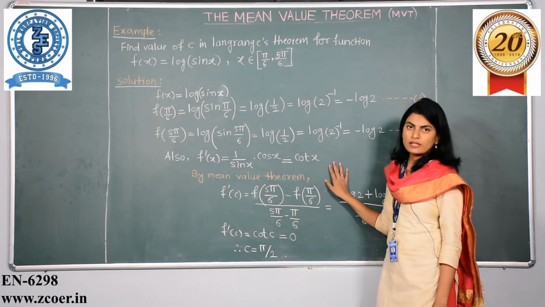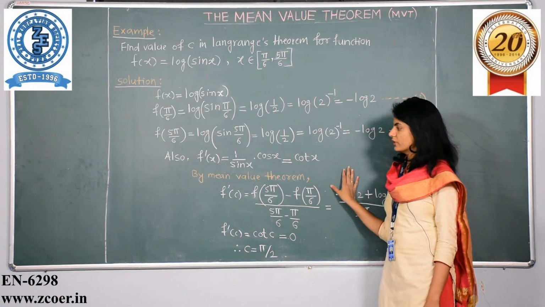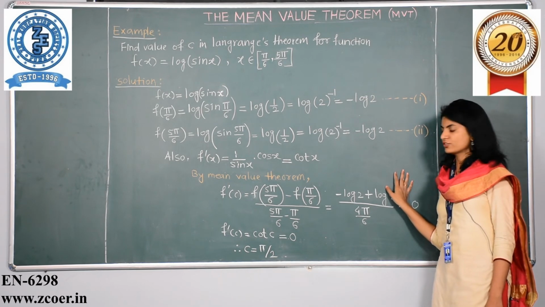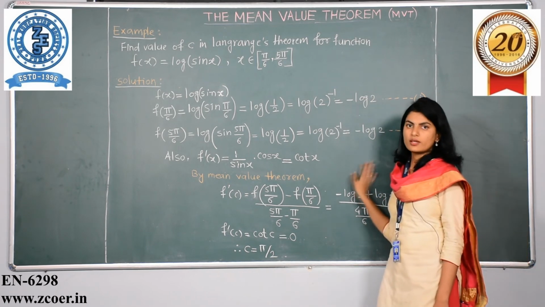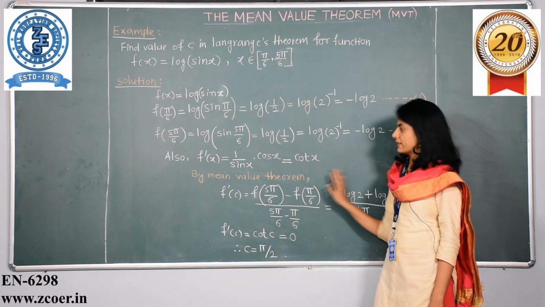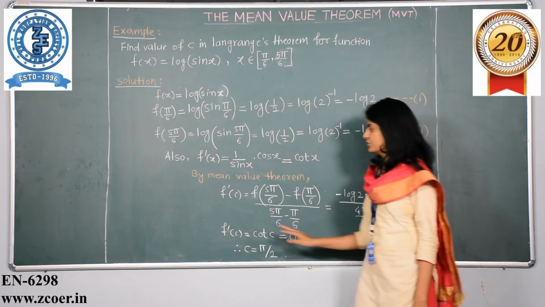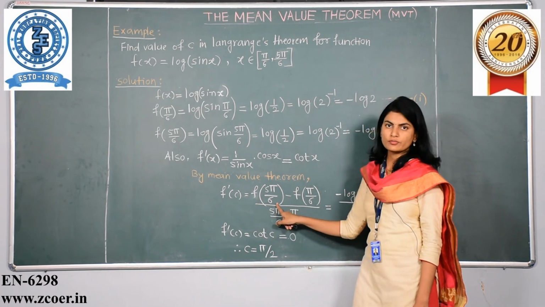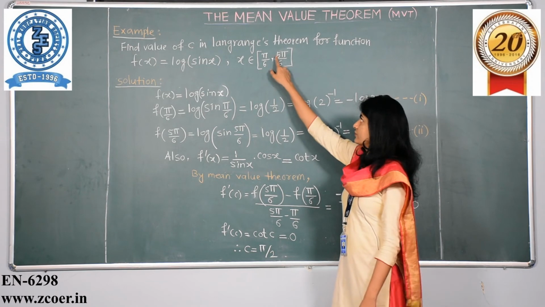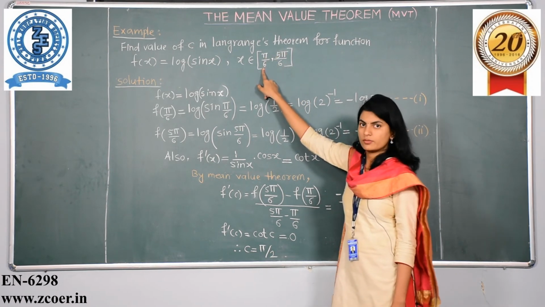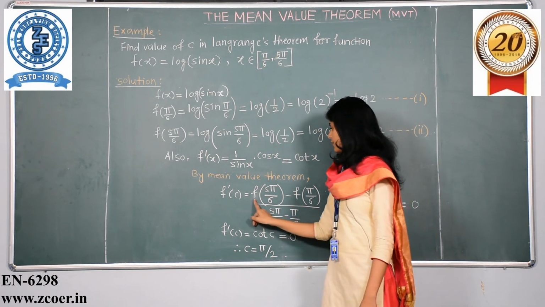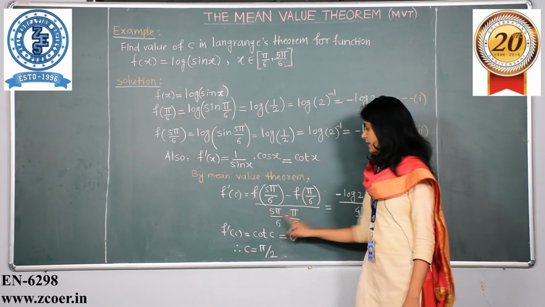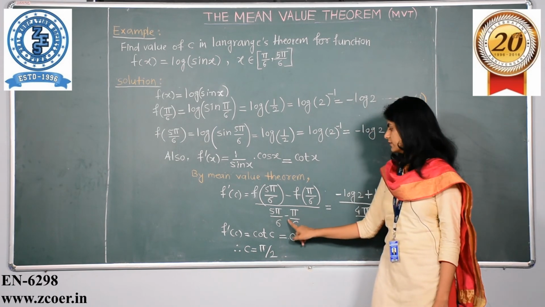Now by mean value theorem, which we have learned earlier, f dash of c is equal to f of b minus f of a divided by b minus a. So by the same theorem, let us put in the values here, f dash of c is equal to f of b minus f of a, where the value of b is 5 pi by 6 and the value of a is pi by 6. So we are putting f of 5 pi by 6 minus f of pi by 6 divided by 5 pi by 6 minus pi by 6.